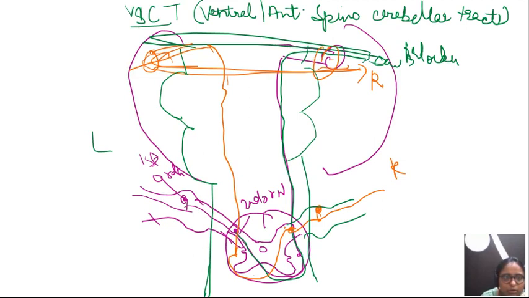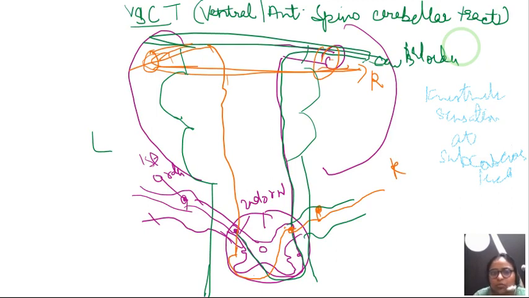And the functions are the same, no need to memorize. Kinesthetic sensation at the subconscious level. Fine. Clear? So it is the ventral spinocerebellar tract. So now we will proceed to the next. Let me take a new slide.